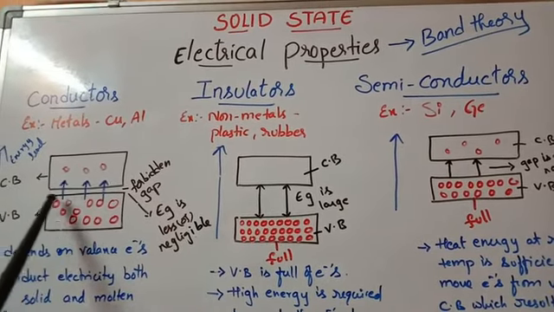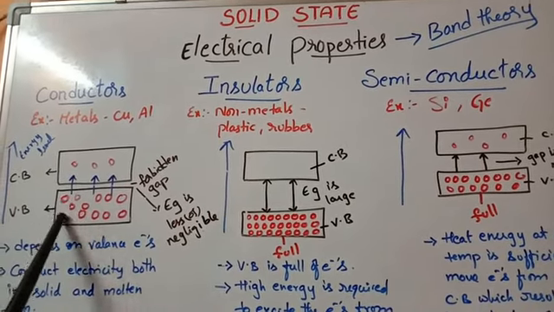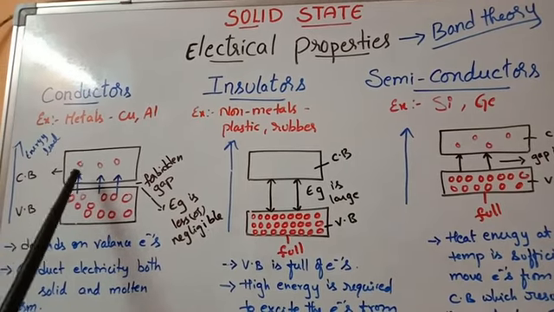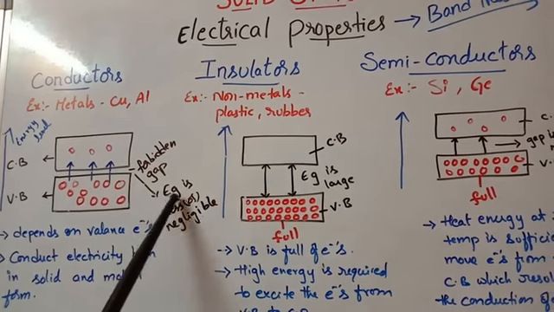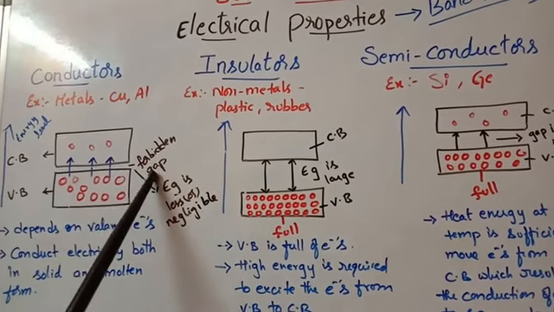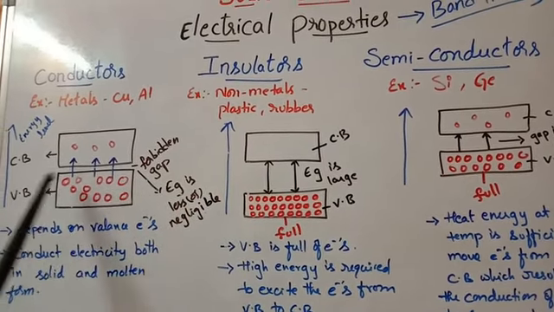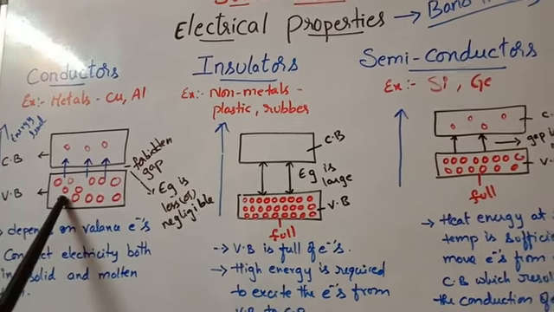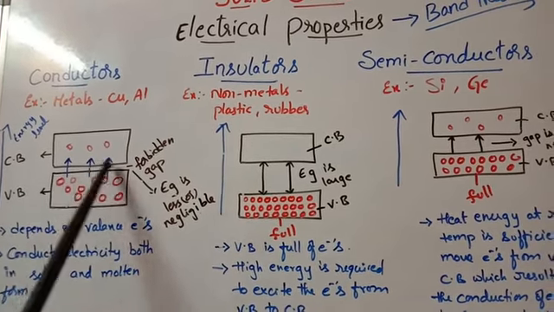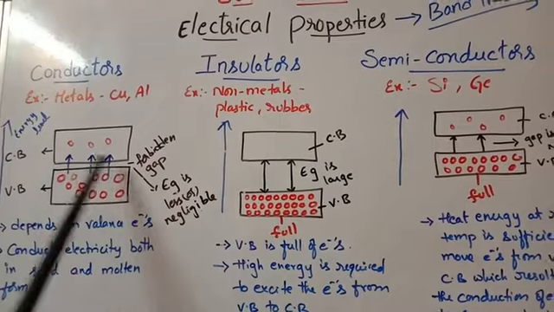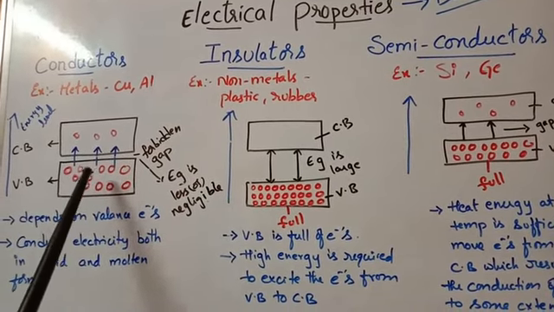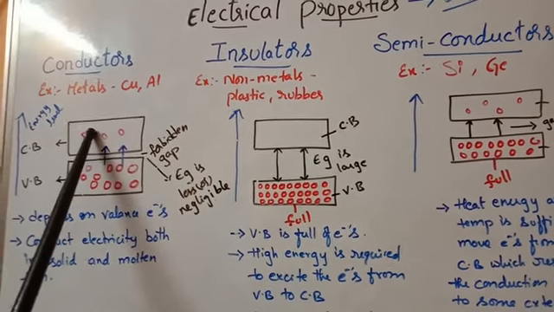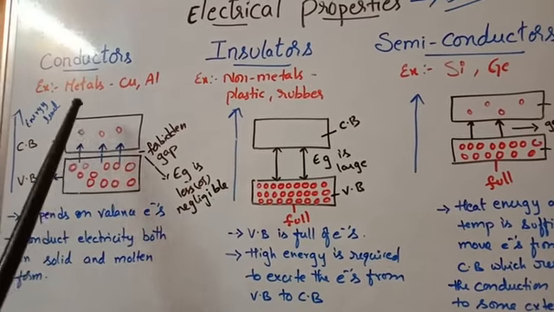The gap present between the valency band and conduction band is almost negligible. Eg means energy gap, and this gap is called the forbidden gap. The electrons present in the valency band are partially filled. As there is not much gap between the valency band and conduction band, the electrons can easily move from valency band to conduction band. As a result, they can conduct electricity.